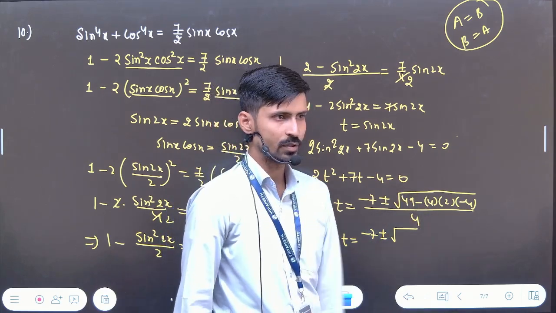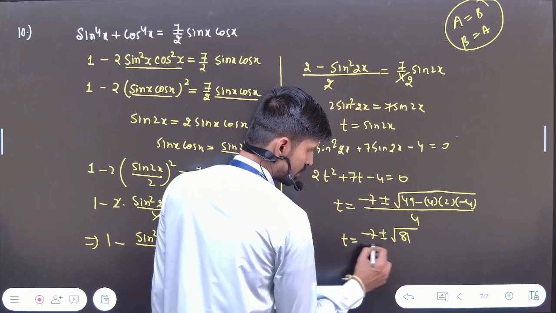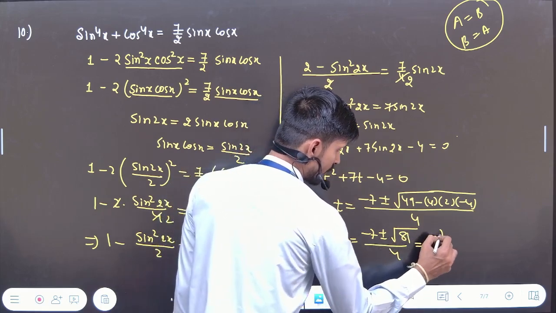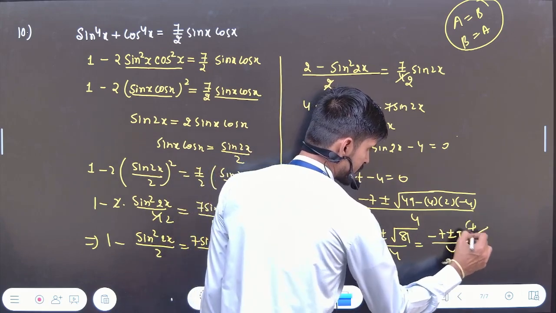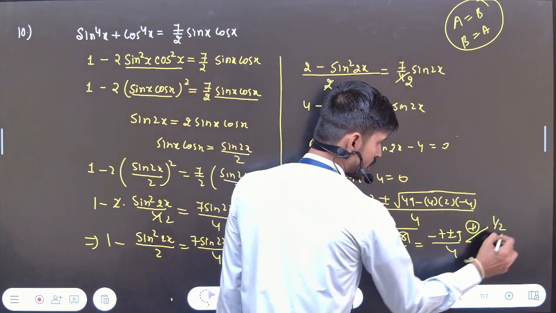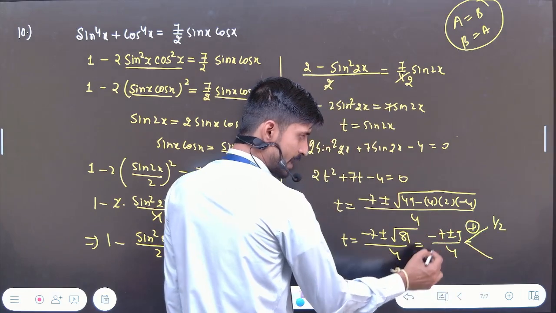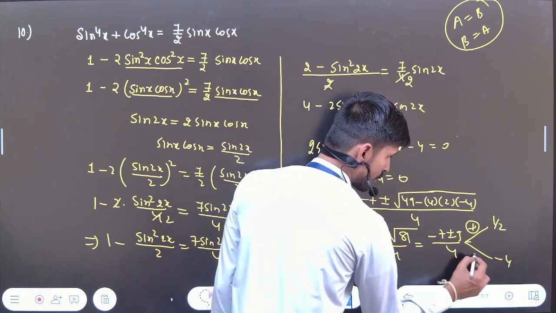49 plus 32, 81. By 4. It means this will be minus 7 plus minus 9 by 4. So when you take the plus sign, minus 7 plus 9, 2, 2 by 4, 1 by 2. Minus 7 minus 9, minus 16, minus 16 by 4, minus 4.